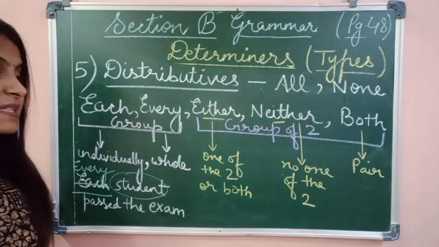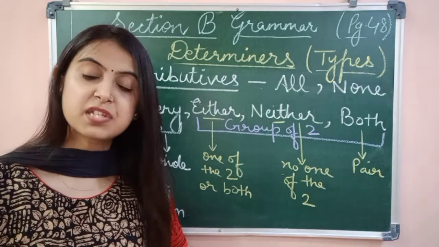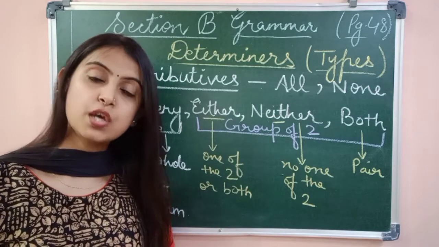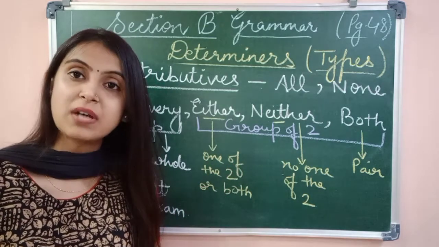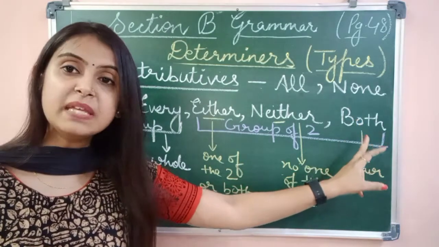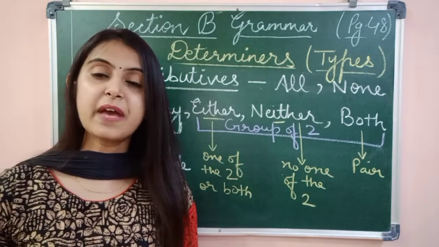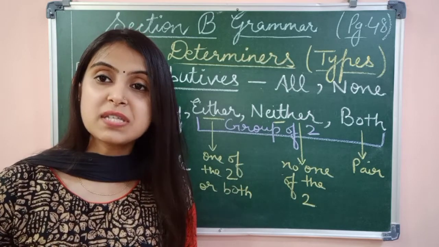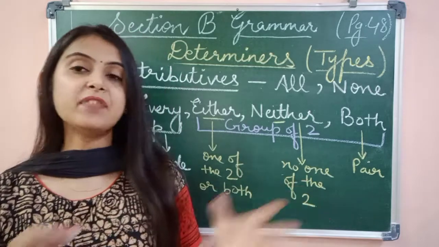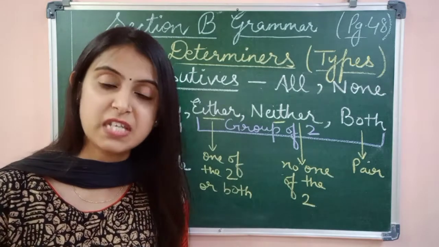For example, if I say neither person attended the meeting, right? There were two people who were supposed to attend the meeting and neither person attended. So out of the two, both of them did not come. So no one of the two. Then both means both the individuals of the pair, right? For example, if I say both teachers teach very well. Suppose there are two teachers, the English teacher and the maths teacher, and I say both teachers teach very well. Both of the teachers teach very well.